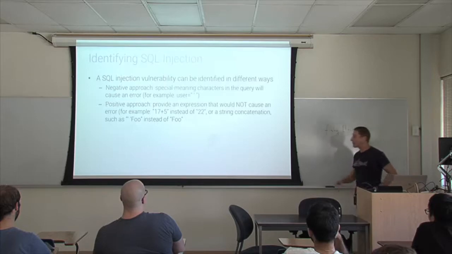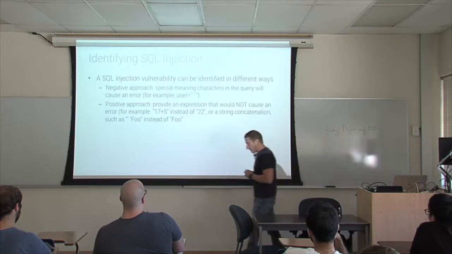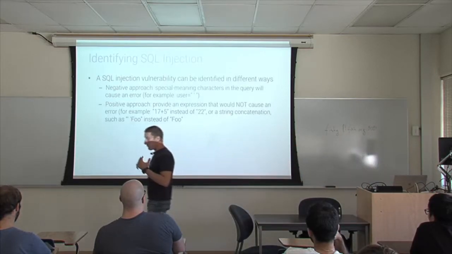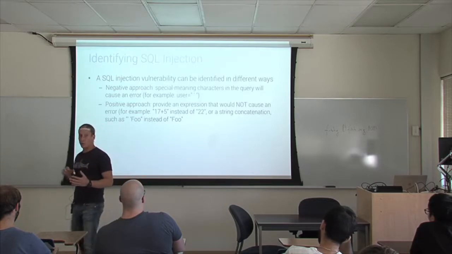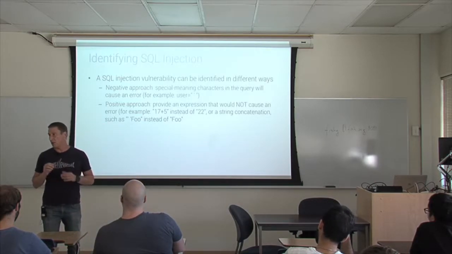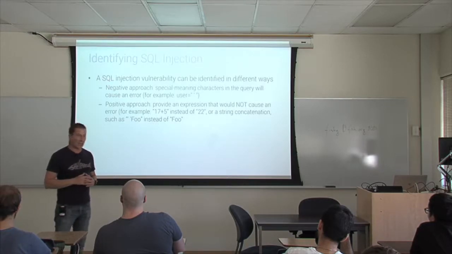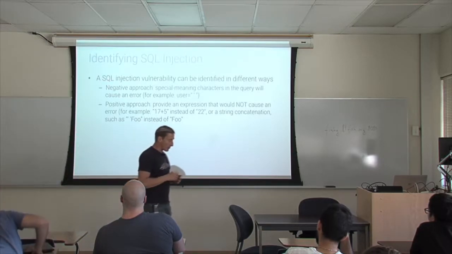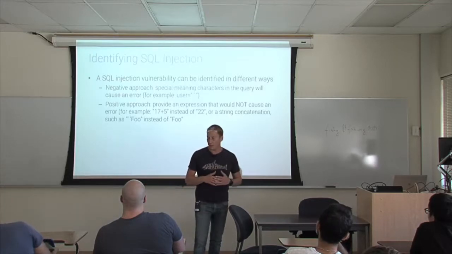So how do you know if something has a SQL injection? Well, there are two main ways. One is the negative approach, which means that you put some crap in your parameters, and you see if the system bombs. Okay? Nowadays, most systems are very resilient to this kind of thing.